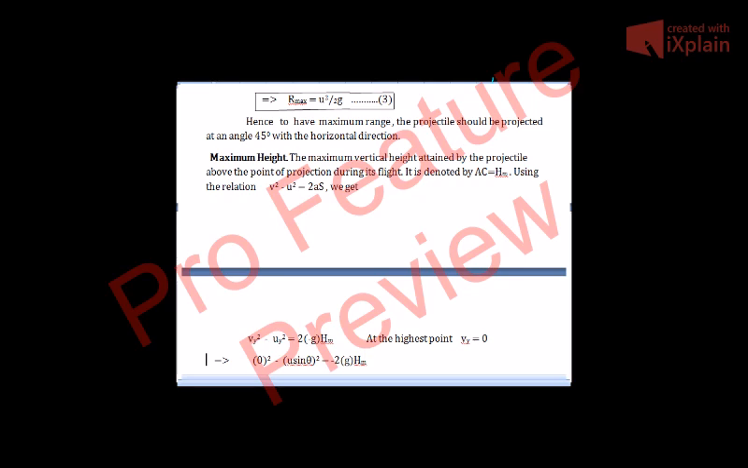If you want your projectile to cover the maximum horizontal distance, which we call the maximum horizontal range, then it must be projected at an angle of 45. If you increase this angle, then the projectile will not cover the maximum distance. If you decrease this angle, for example from 45 to 30 degree, then again it will not cover the maximum distance. It will cover the maximum distance only if it is projected at an angle of 45 degree.